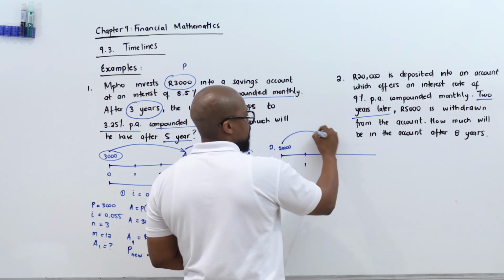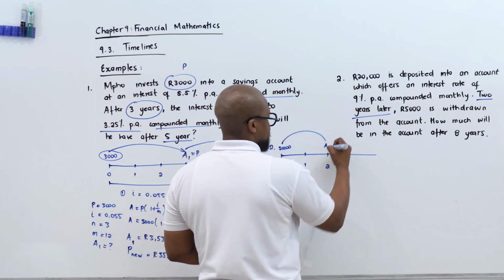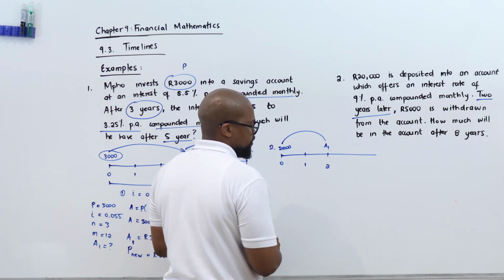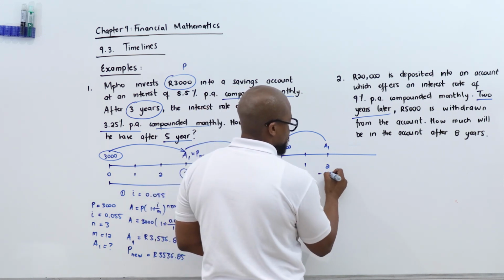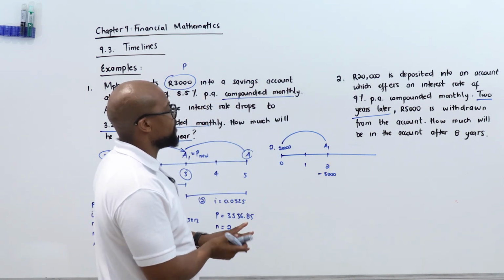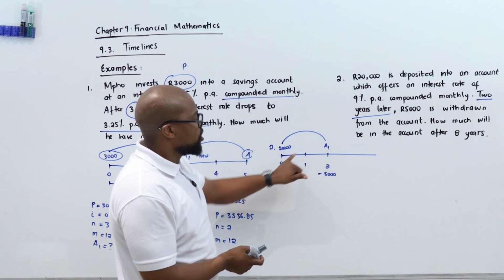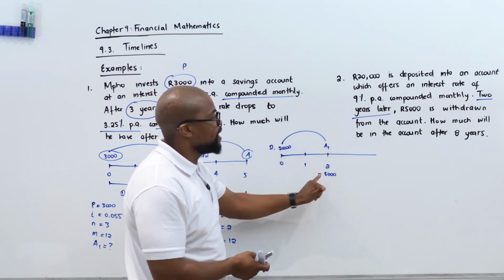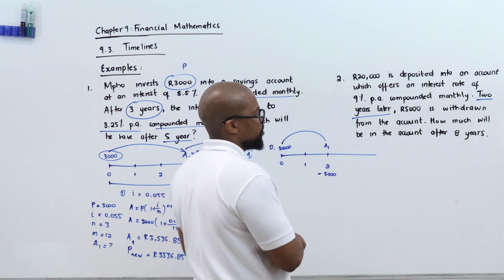So we'll need to accumulate this to year 2 and get an intermediary accumulated value. But what happens here is that we need to take away 5,000. This person is withdrawing 5,000 from the account. But you first need to accumulate the 20,000 because it earns interest over 2 years. Then you'll subtract from that A1, and then let's see what happens with the rest of the question.